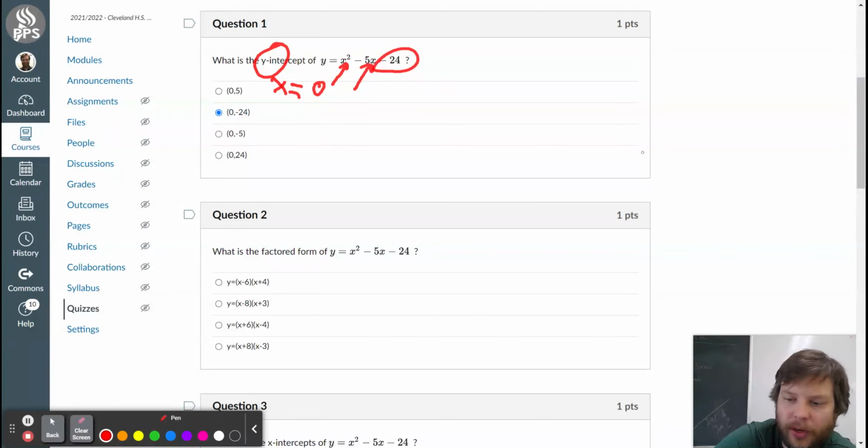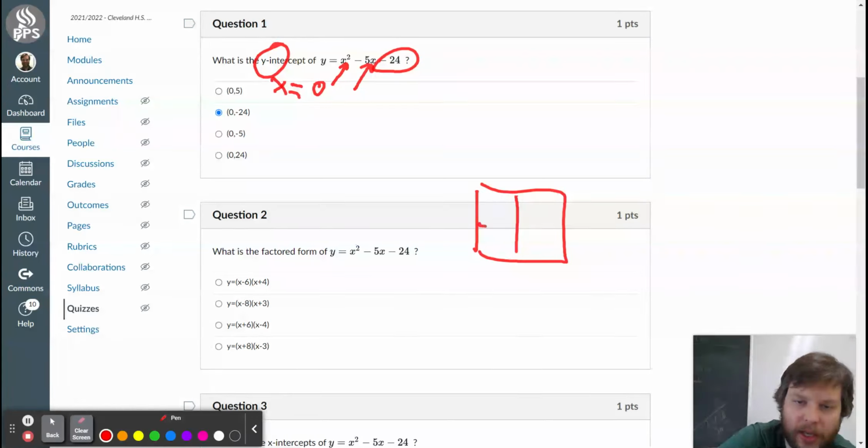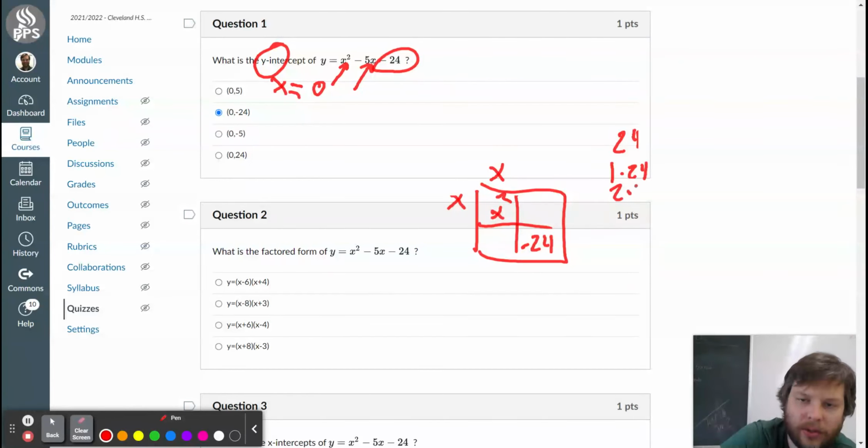Factored form is a little bit harder to just see right off the bat. That's what we've usually used an area model to complete. X squared minus 24. X times x makes x squared. 24 is a bit tough because it could be 1 times 24, or 2 times 12, or 3 times 8, or 4 times 6. So there's lots of different ways that could be 24.